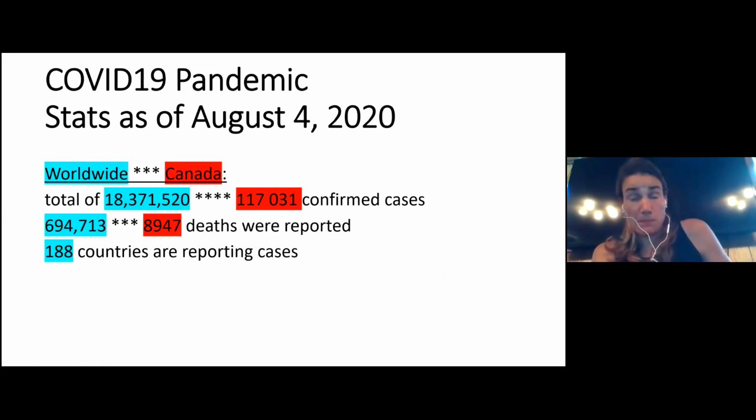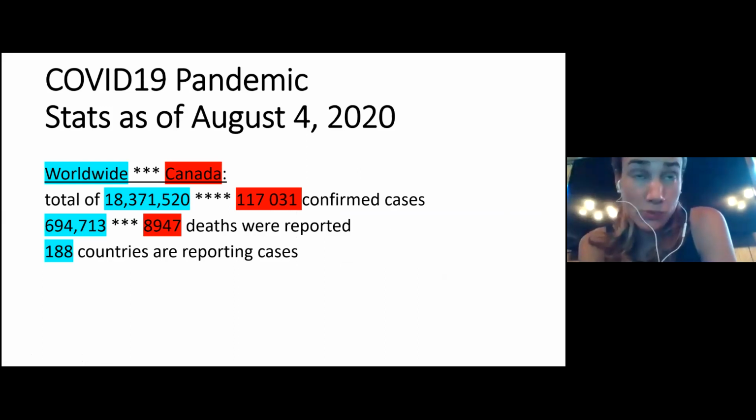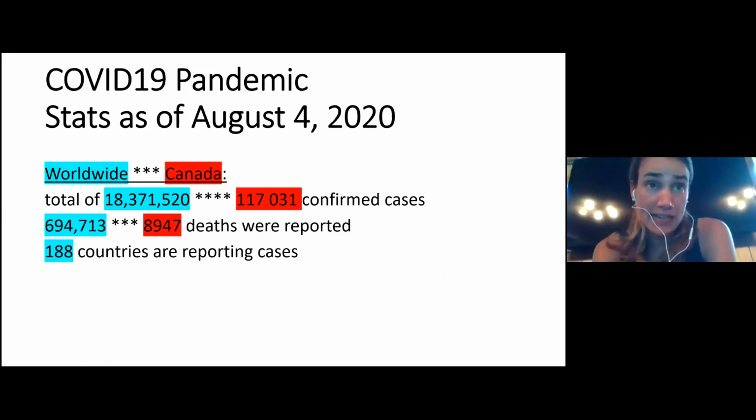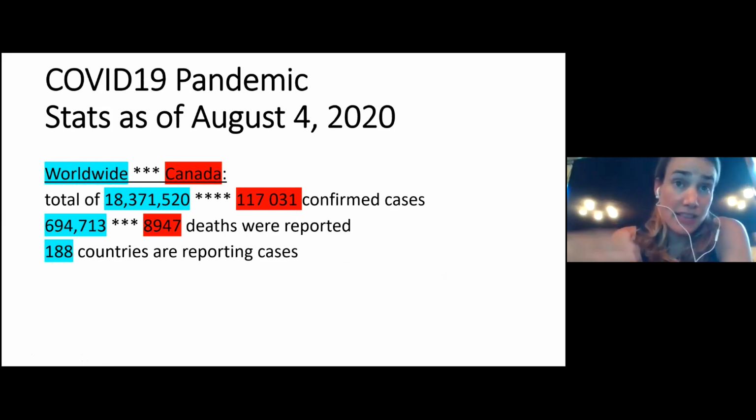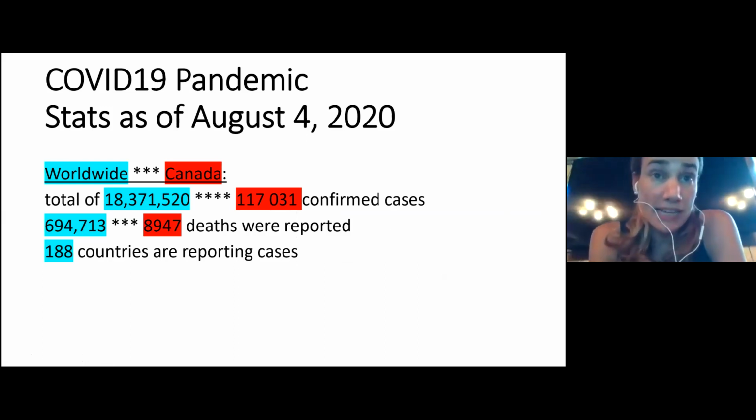All right. So the COVID-19 pandemic, the stats as of August 4. So in turquoise worldwide and in red for Canada. So 18 million worldwide, Canada 117,000, or about 59,000 in Quebec. Okay, the deaths you can see here, there are 188 countries reporting cases at this time. Okay, so this is where we're at.